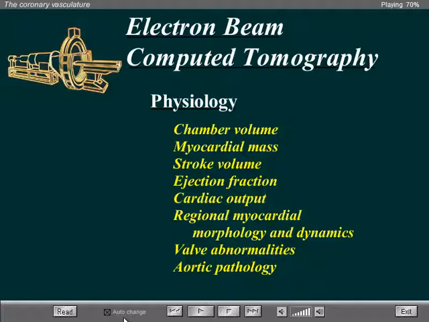Also, valve abnormalities and pathology of the aorta and other great vessels can be depicted very readily, particularly if we project the image in a cine loop showing the contractions of the heart.